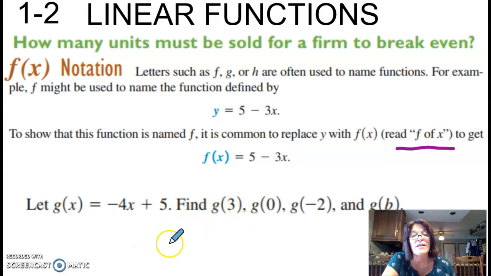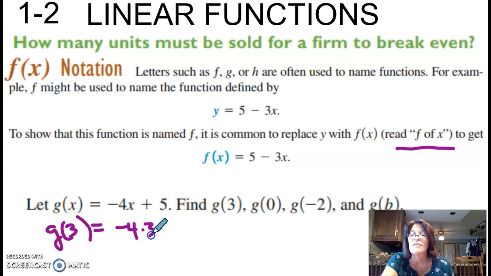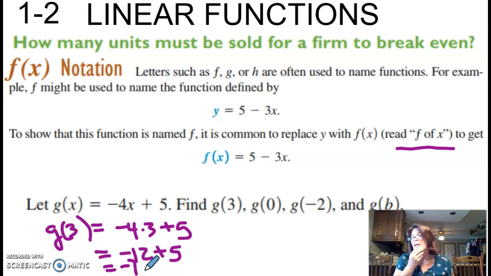So in this case, we have g of x equals negative 4x plus 5. And they're asking us to find g of 3. So all that means is use the g function, but substitute 3 everywhere you see x. So that's negative 4 times 3 plus 5, which will be negative 12 plus 5. G of 3 is negative 7. That's all. It's just a different notation.